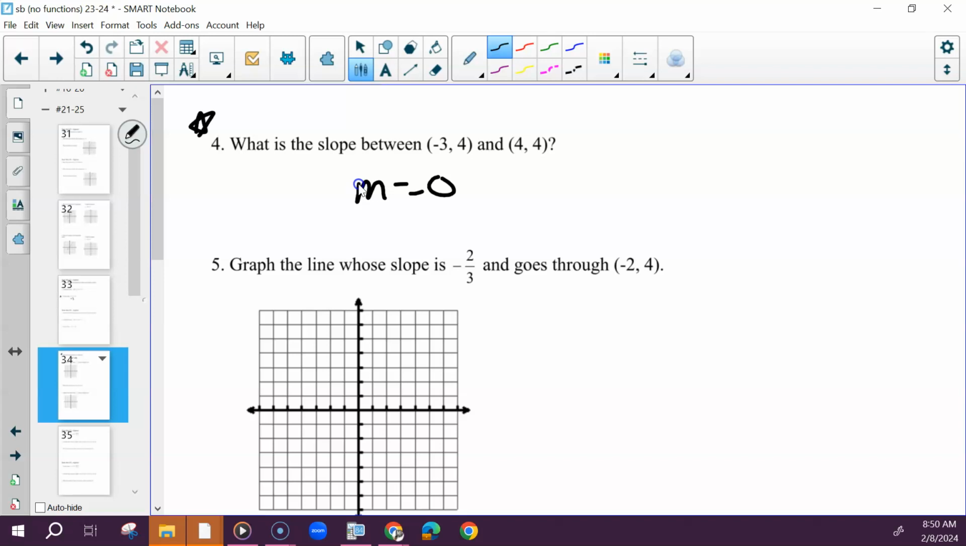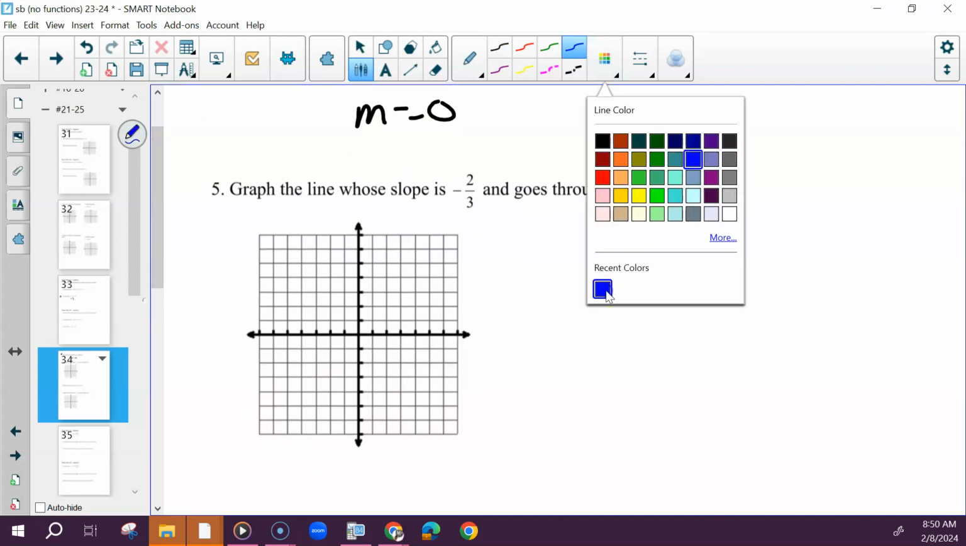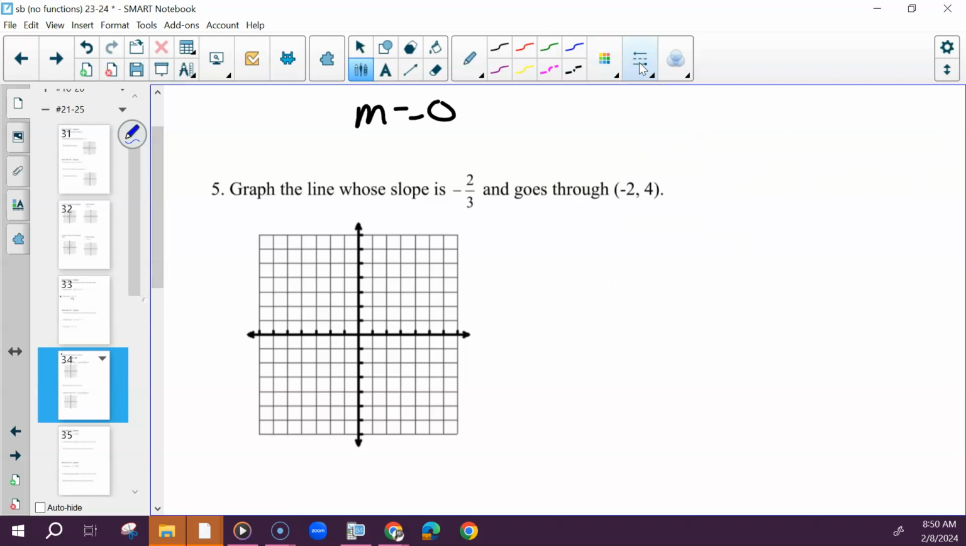Number 5, you don't need Desmos, but you can use it. I'm going to show you what your graph would look like, and then show you how you could double check yourself in Desmos. So if you started at the point -2, 4, and then use your slope to go up 2 to the left 3, down 2 to the right 3, as many times as possible, your line will look something like this. You don't need to know what your y-intercept is exactly.